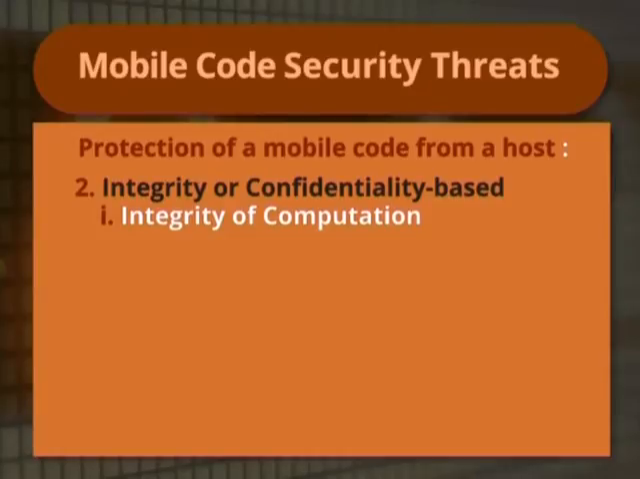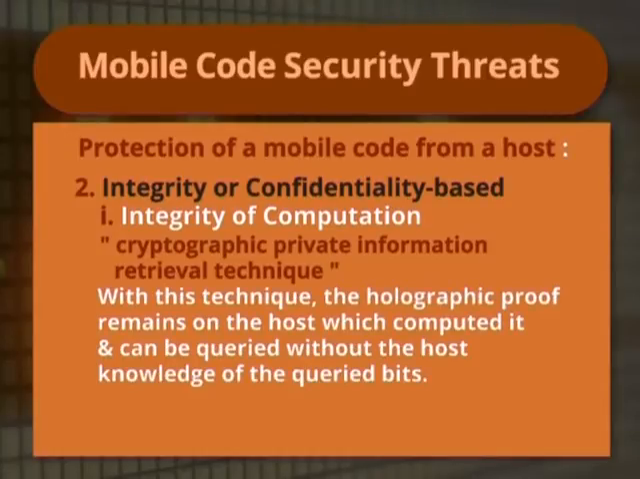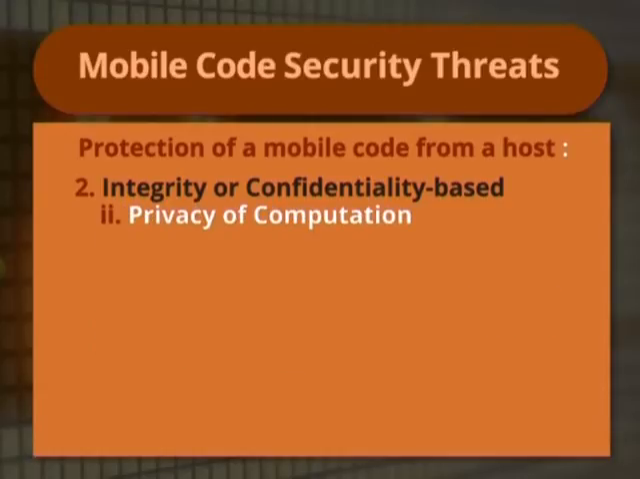This problem is solved by using a cryptographic private information retrieval technique. With this technique, the holographic proof remains on the host which computed it and can be queried without the host knowledge of the queried bits. The result of these hidden queries and the computation result is finally smaller than the original proof itself. Then comes privacy of computation.